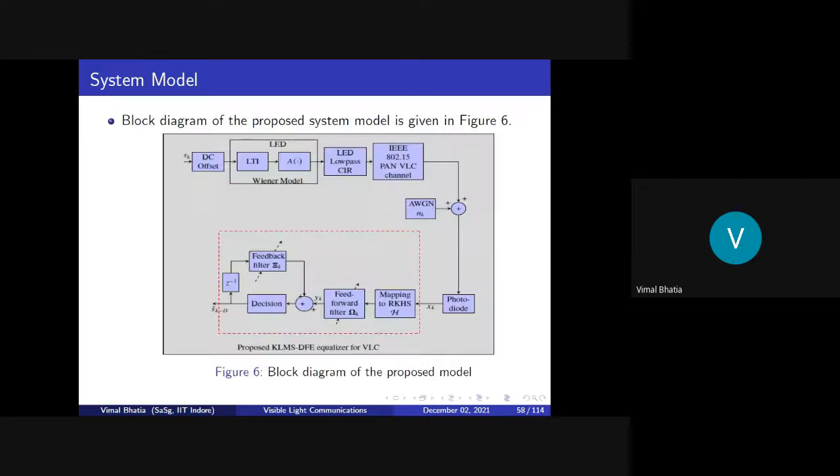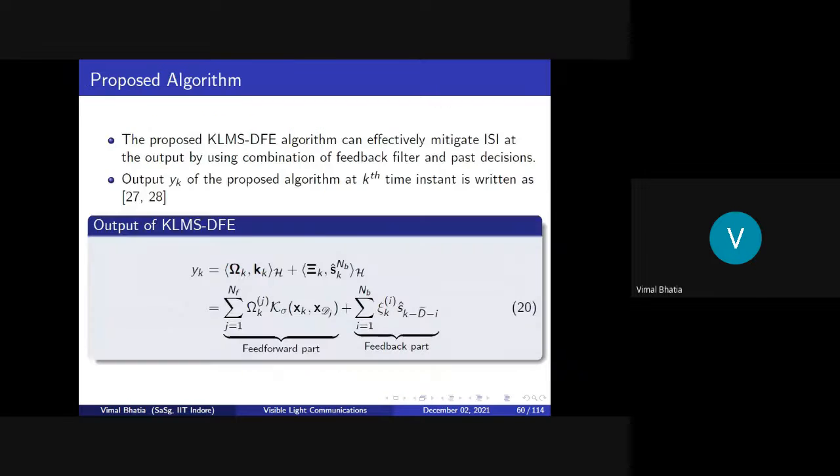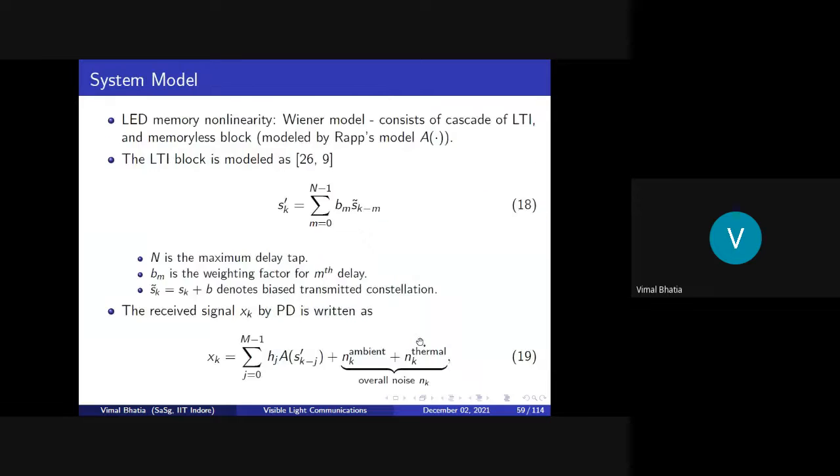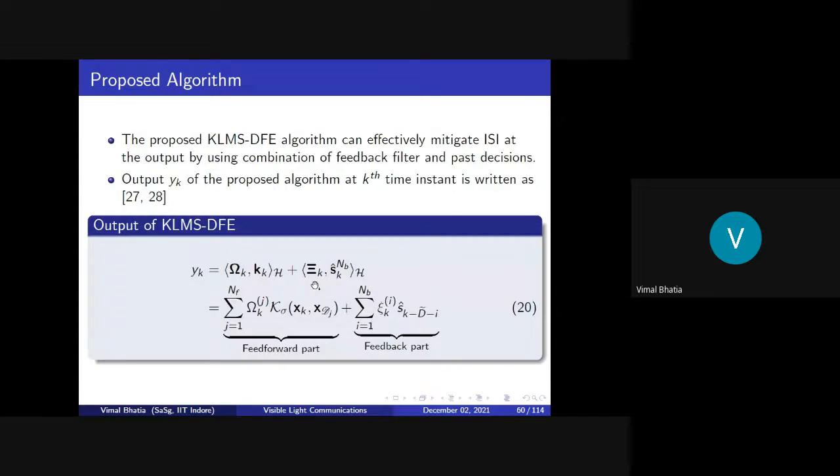Again, a similar model at the input, but here our focus is on the equalizer, the post-distorter. We're not doing anything on the pre-distorter here. We have a feed forward and feedback path, which is a traditional DFE equalizer structure, but here our learning is in the RKHS domain.